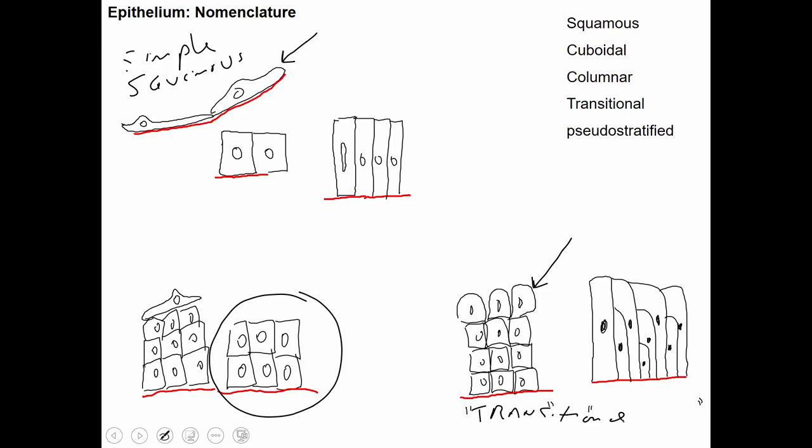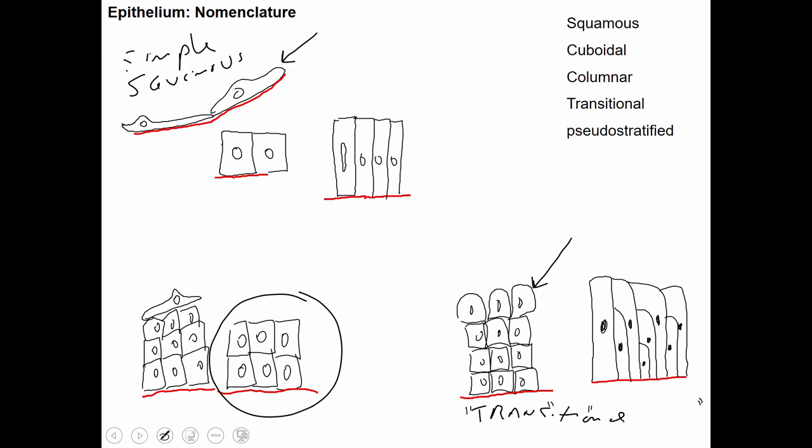What's this? It's a pseudostratified columnar epithelium. Why is it pseudostratified? Right, it's the heights. The heights of the cells are different. And if the heights are different, the nuclei placement is different. So it looks stratified, but all the cells are sitting on the basement membrane. So it's really a simple epithelium.